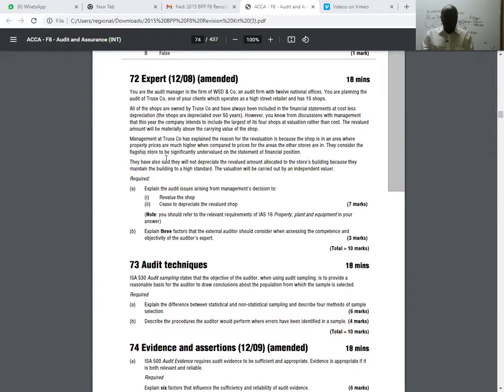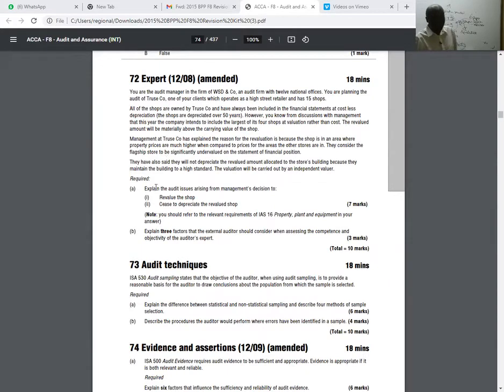Explain the audit issues arising from the management decision to revalue the shop. I've already raised all those issues, ladies and gentlemen. This revaluation is faulty. It's faulty because we only decided to value one shop, and yet we have 15 shops. So we have not been consistent with the concept of similar assets in the same class; you can never value just one of those assets. It has to be a class revaluation.